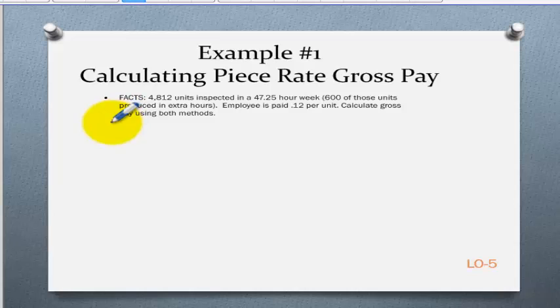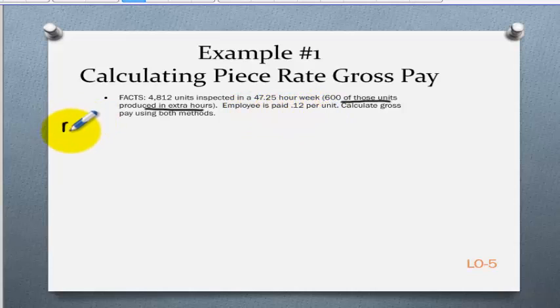Here we've got 4812 units inspected in a 47.25-hour work week, so they did work overtime. 600 of these units were produced in extra hours. The employee is paid 12 cents a unit. Calculate gross pay using both methods. Under method A, I might not even tell you this information. I might just tell you that the 4812 units were inspected in a 47.25-hour week, and they're paid 12 cents a unit.